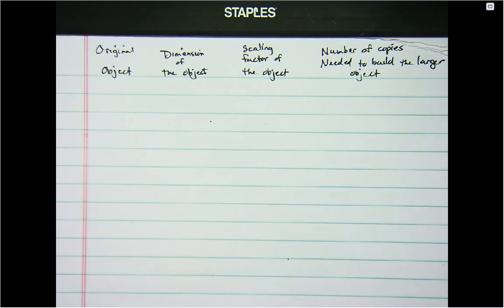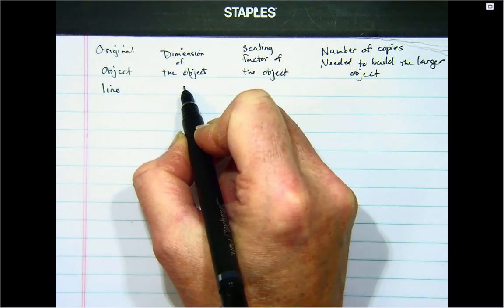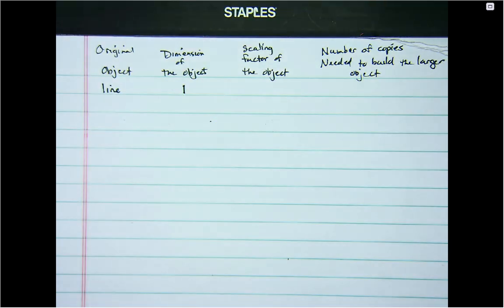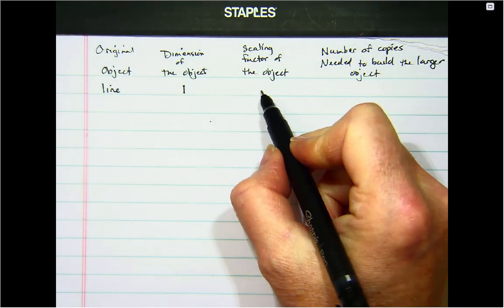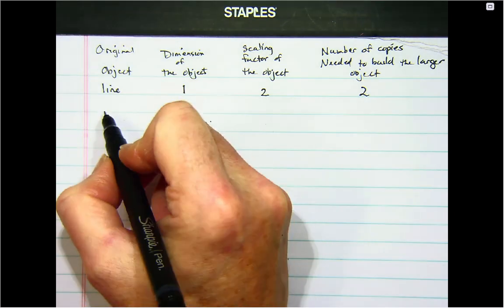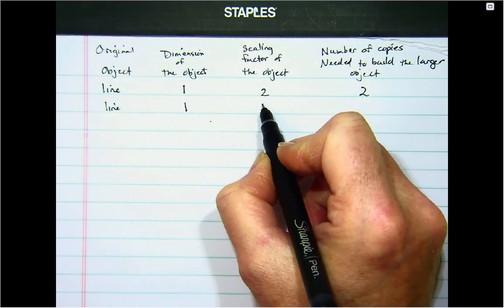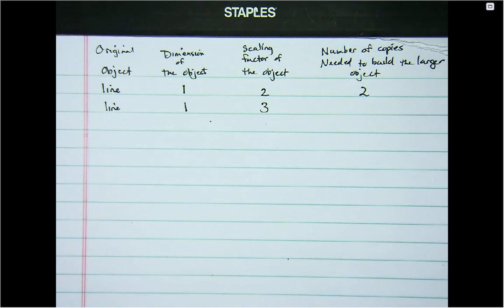So we'll go ahead and make this chart. Let's start with the first dimension. We started with a line, and that's 1 dimension. Then we made the line twice as big, and it took 2 copies of the line to make the line twice as big. Then we did that again with the line, which is 1 dimension, but this time we made the line 3 times as large, and it took 3 copies of the original line to make the new line.